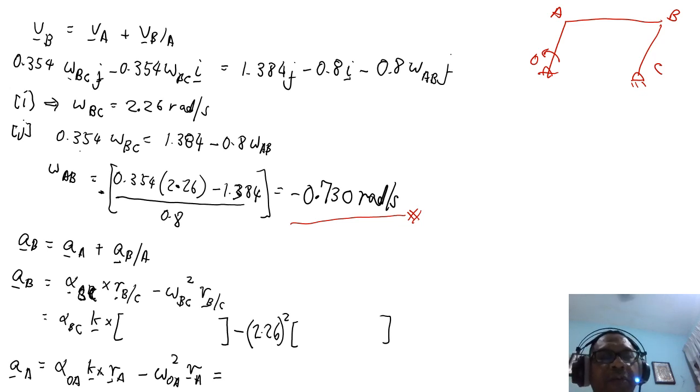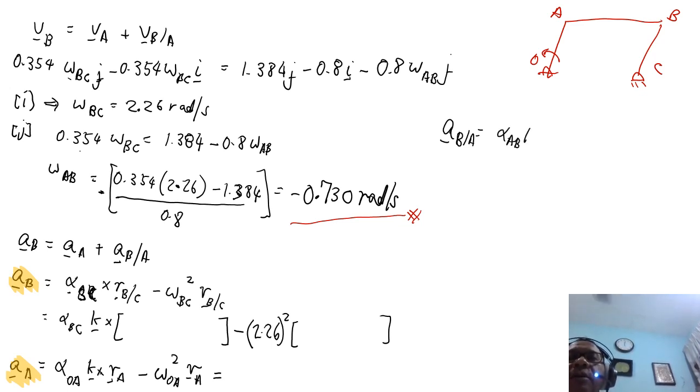And finally, we already have acceleration B and acceleration A, and we still need to find acceleration B relative to A. So I'm going to write it here. Acceleration B relative to A equals alpha AB K cross position vector B relative to A, and that's known, 0.8i, minus omega AB, also known, 0.73 squared, minus 8i.